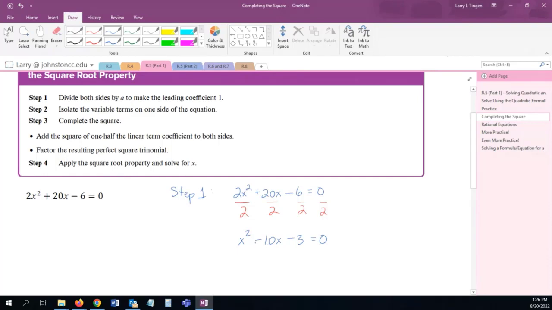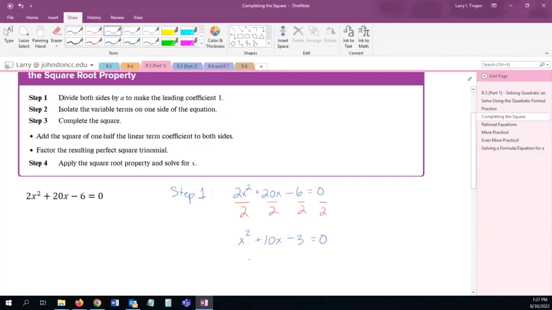Step 2, isolate the variable terms on one side. The variable terms means terms that have a factor of a variable in it. So the x squared has a variable in it, the 10x. I swear I keep doing that. Thank you, Andrew. I don't know why it went minus. It just did. But still, even though that sign changed, I can't multiply to -3 and add to 10. My factors aren't large enough.